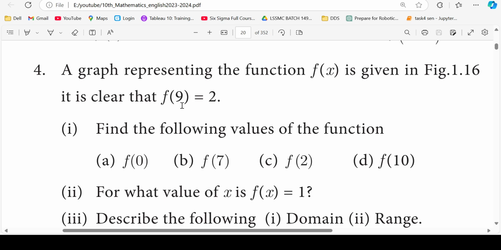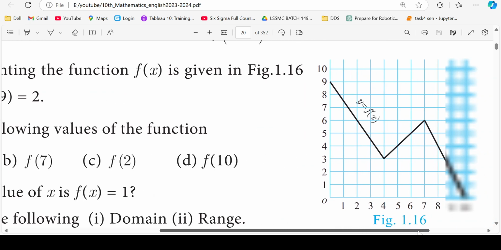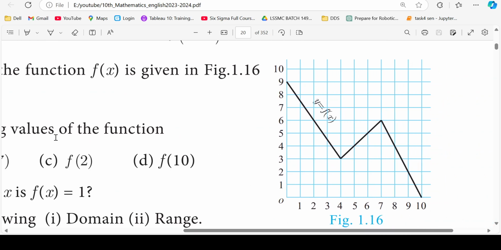So the value of x is 9 here. We need to find out the value of y. How can we find it? This 2 is given, but we have to work out the value. F of 9 we have, right? So the x value is 9, so we have to check the x-axis.